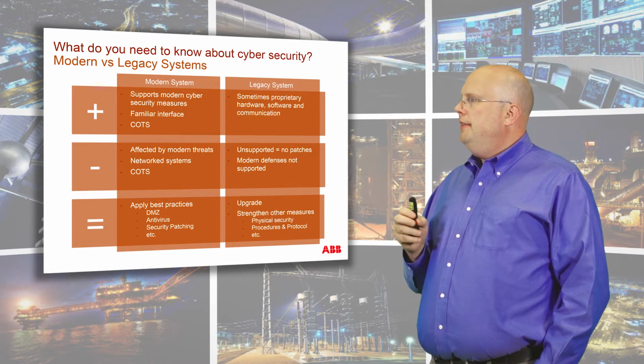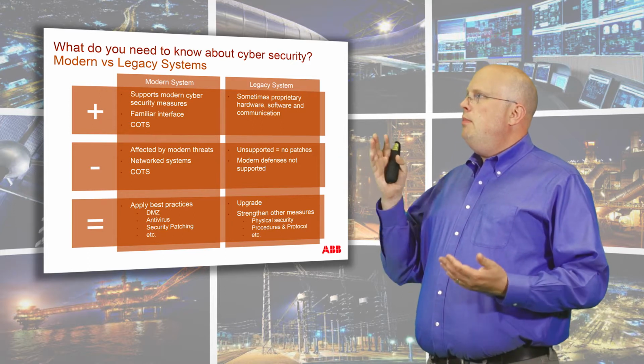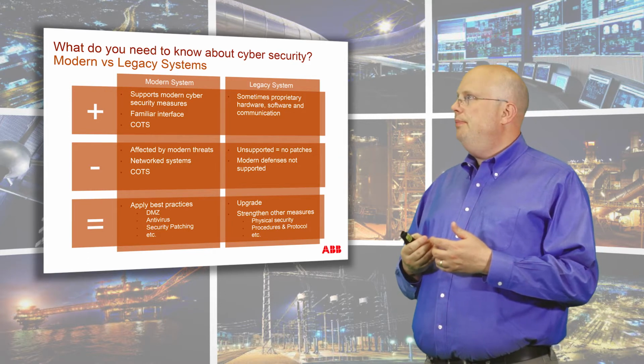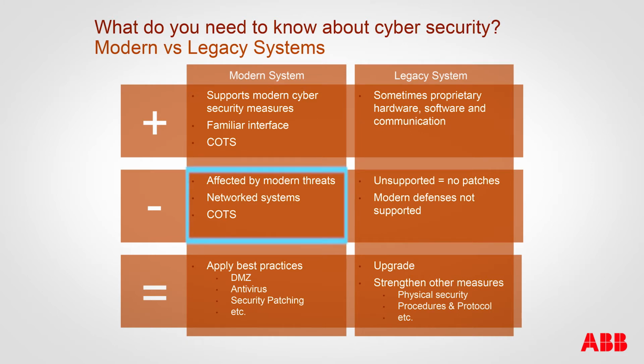The last part here on this part one of the presentation is how do we deal with the modern system versus a legacy system? If we have a modern system, we have all the benefits of these commercial off-the-shelf products: normal Ethernet, wireless, Windows, all those modern things that we expect to be able to use. And with that come familiar interfaces and support for all these modern cybersecurity measures: antivirus, whitelisting, all of these cool things. That is great. The negative side of the modern system is that it's also affected by all the modern threats.